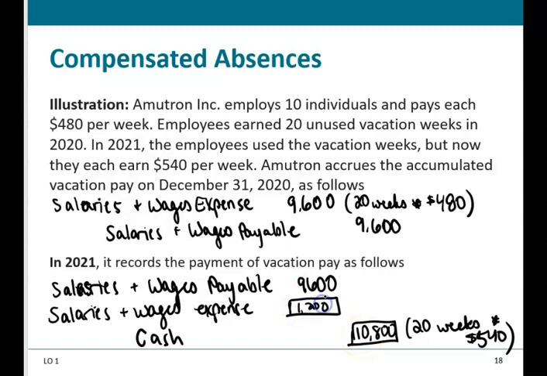But another way to think of this $1,200 to salaries and wages expense is the 20 weeks times the difference between the salary they're being paid out at and the salary that the company accrued the liability for. So the difference between $540 and $480, $60 times 20 weeks, is $1,200 for additional salaries and wages expense.